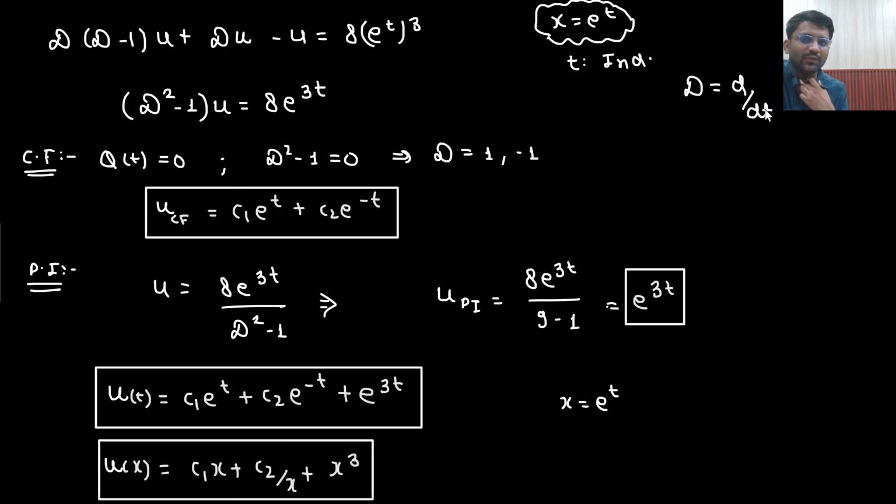Now you need to find out the PI. So for PI, it is 8 into e to the power 3t upon D square minus 1. 3 you need to replace. So you are getting e to the power 3t. E to the power t is x.